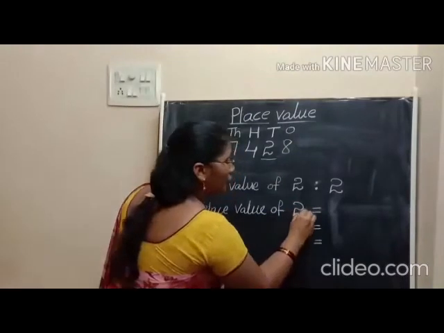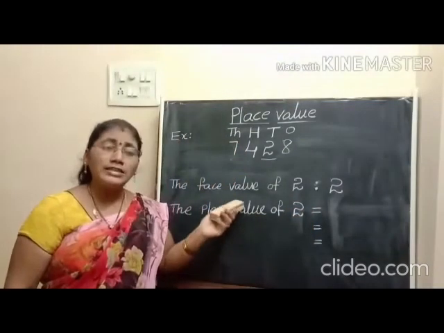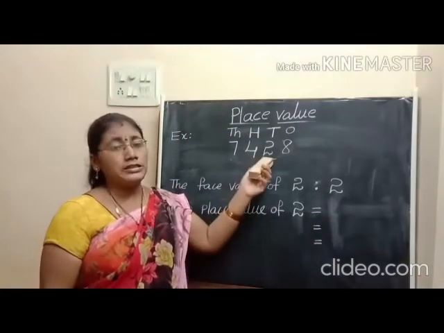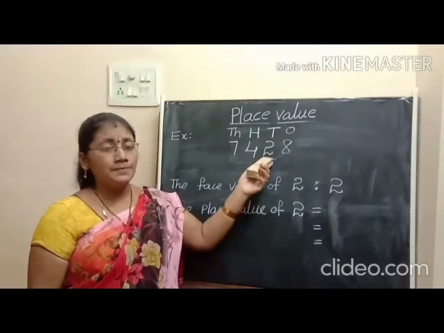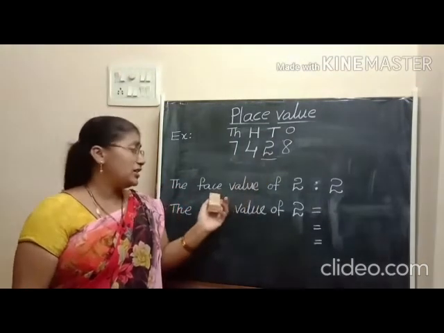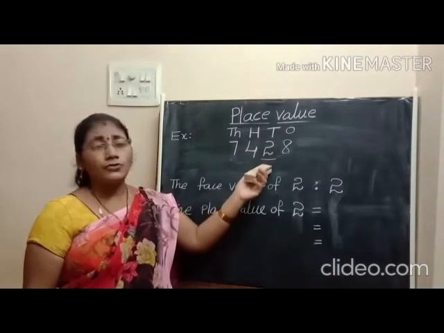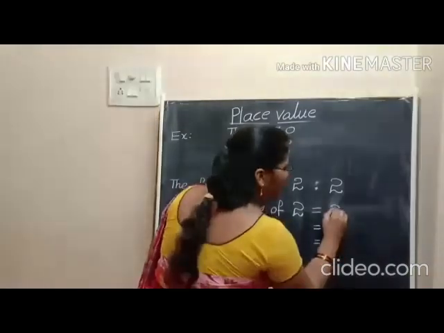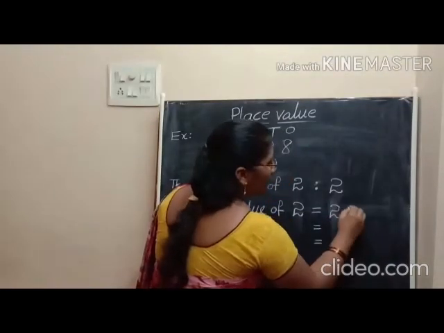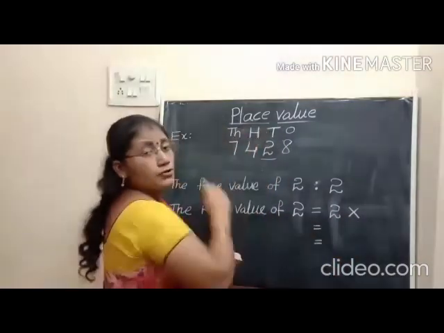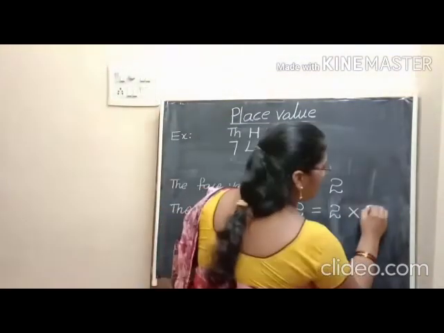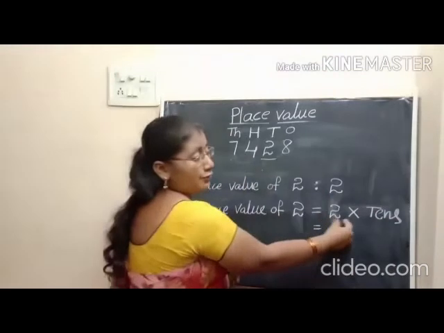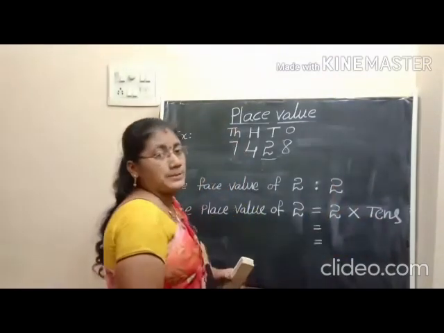The place value always depends upon the face value and the place of the digit. Is it clear, children? It always depends upon the face value and the place of the digit. Let us write. What is the face value? It is 2. And what is the place of the digit 2? It is tens. Now, we are taking the product of face value and place of the digit. Okay, children?